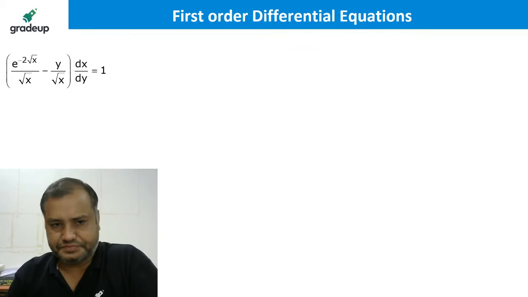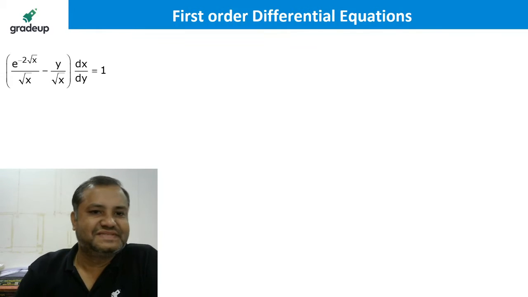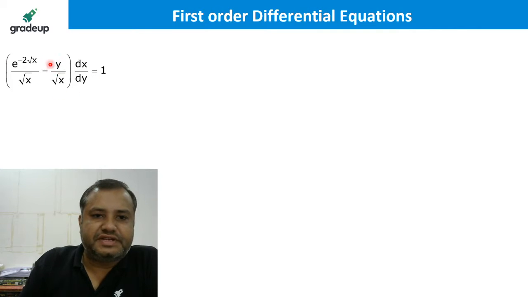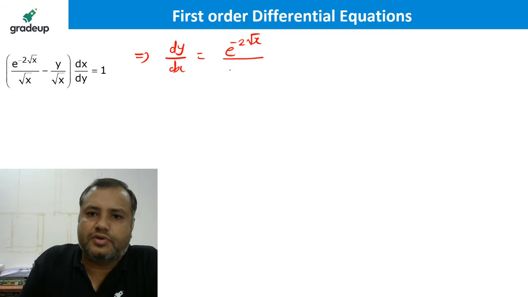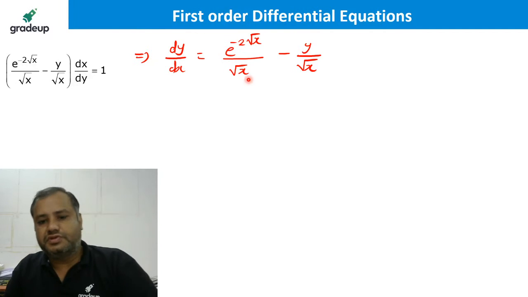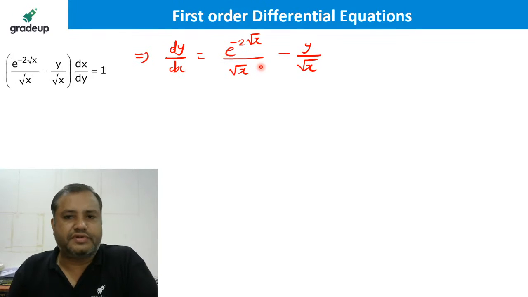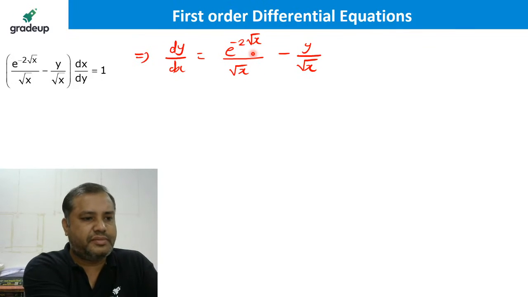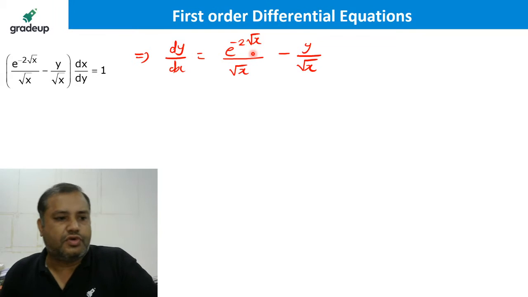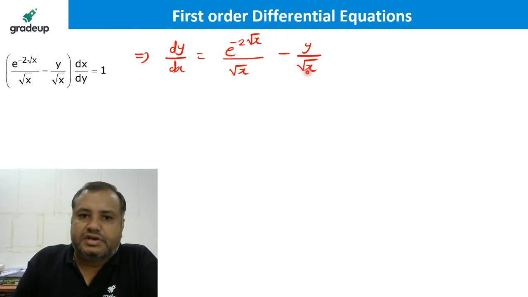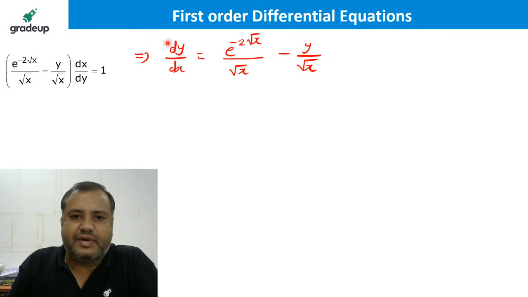Now see here. This is a differential equation. See, dy by dx equals e to the power minus 2 root x upon root x minus y upon root x. So there are two terms on the right hand side. Now which term should be brought to the left hand side and which term should remain on the right hand side? So what you have to do, in type A we have dy by dx pattern.